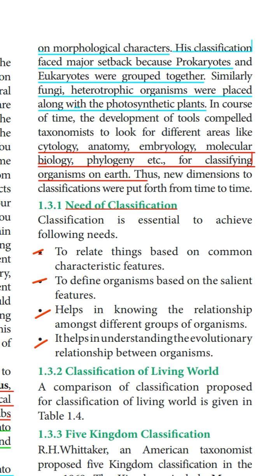Next, eukaryotes. The word eu means true. Again, karyote refers to nucleus. So eukaryotes means those organisms which have a well-developed nucleus. So the prokaryotes and eukaryotes were kept together in one group in Linnaeus classification. So this was one drawback of this classification.